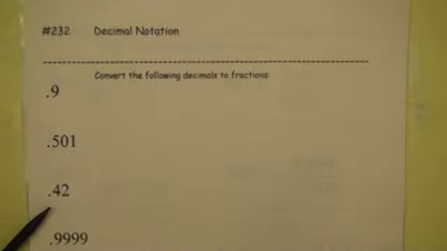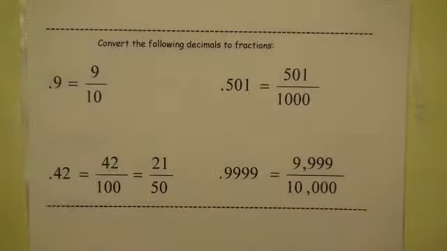The 42, that would put us at 42 100ths. And then we have 9,999 ten thousandths, with a th. So we go ahead and convert those. And one of them does reduce, the 42 over 100 does reduce to 21 over 50.